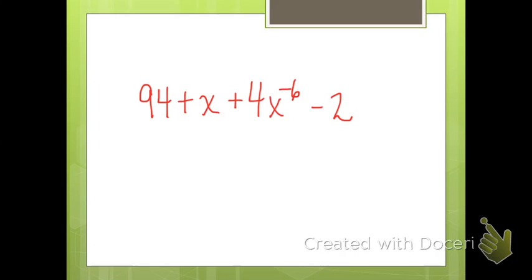Okay, here's another expression. Does this qualify as either linear or nonlinear? Think about it.